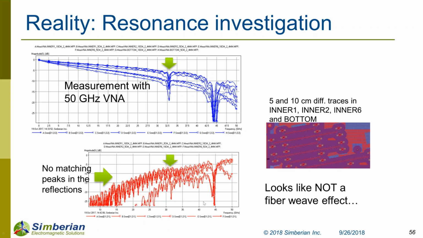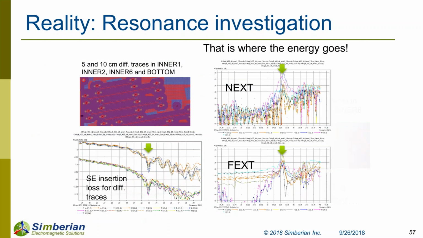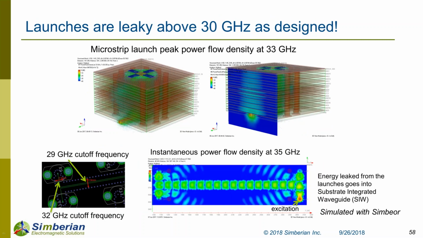The reflection was much smaller at the higher frequency right here, so it definitely did not look like a fiber weave effect. And when we looked at the near-end crosstalk, from here to here, and from here to here, we noticed they have maxima at exactly the same location. So basically, that's where the energy went. And how did it get there? Well, that's how it gets there.